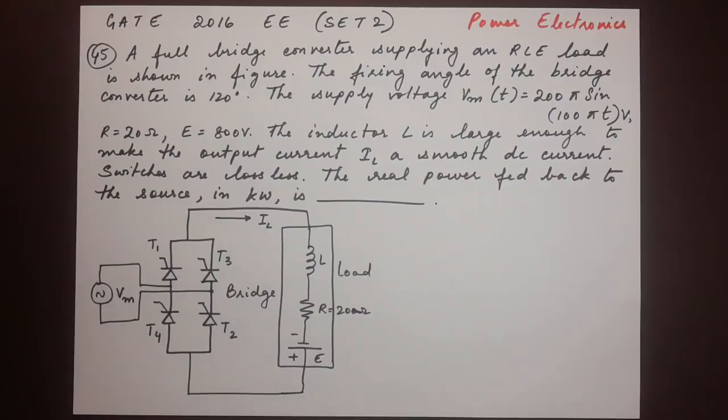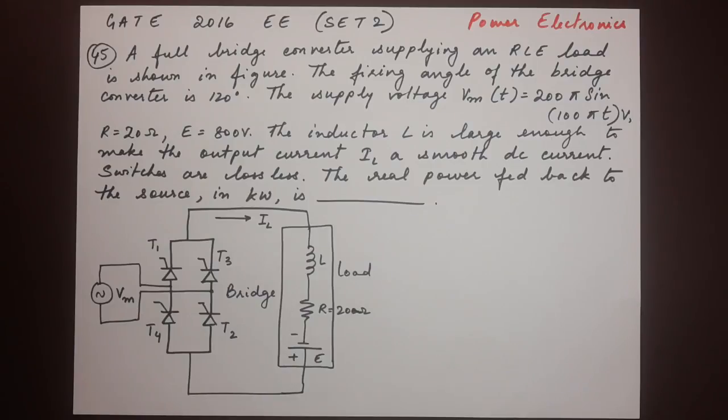Here's the next question, number 45. A full bridge converter supplying an RLE load is shown in the figure. The firing angle of the bridge converter is 120 degrees. The supply voltage Vm of t is equal to 200 pi sine of 100 pi t volts. R is 20 ohms, E is 800 volts, and the inductor L is large enough to make the output current a smooth DC current. Switches are lossless. The real power fed back to the source in kilowatts is dash.